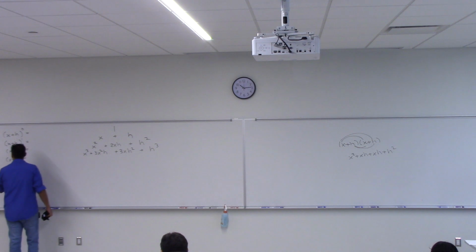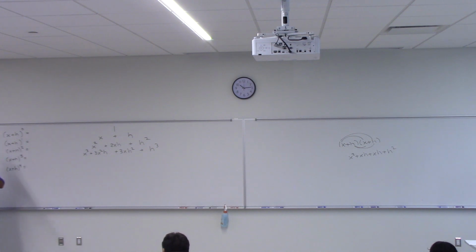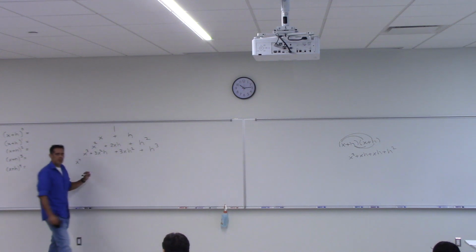Then if I did (x + h) to the 4th, you would multiply it 4 times together and then collect like terms and you get something, right? I'm going to tell you what that is. Anyone know what it is? x to the 4th? Anyone know?